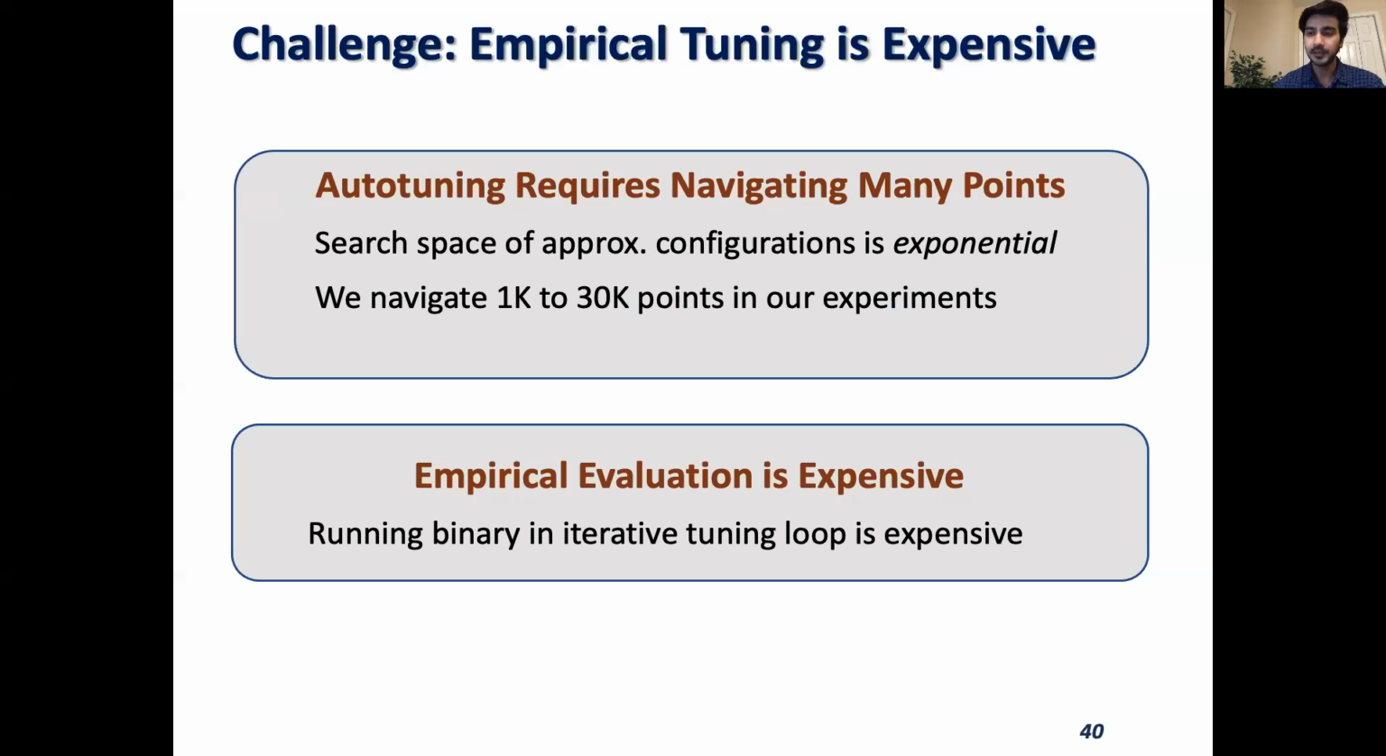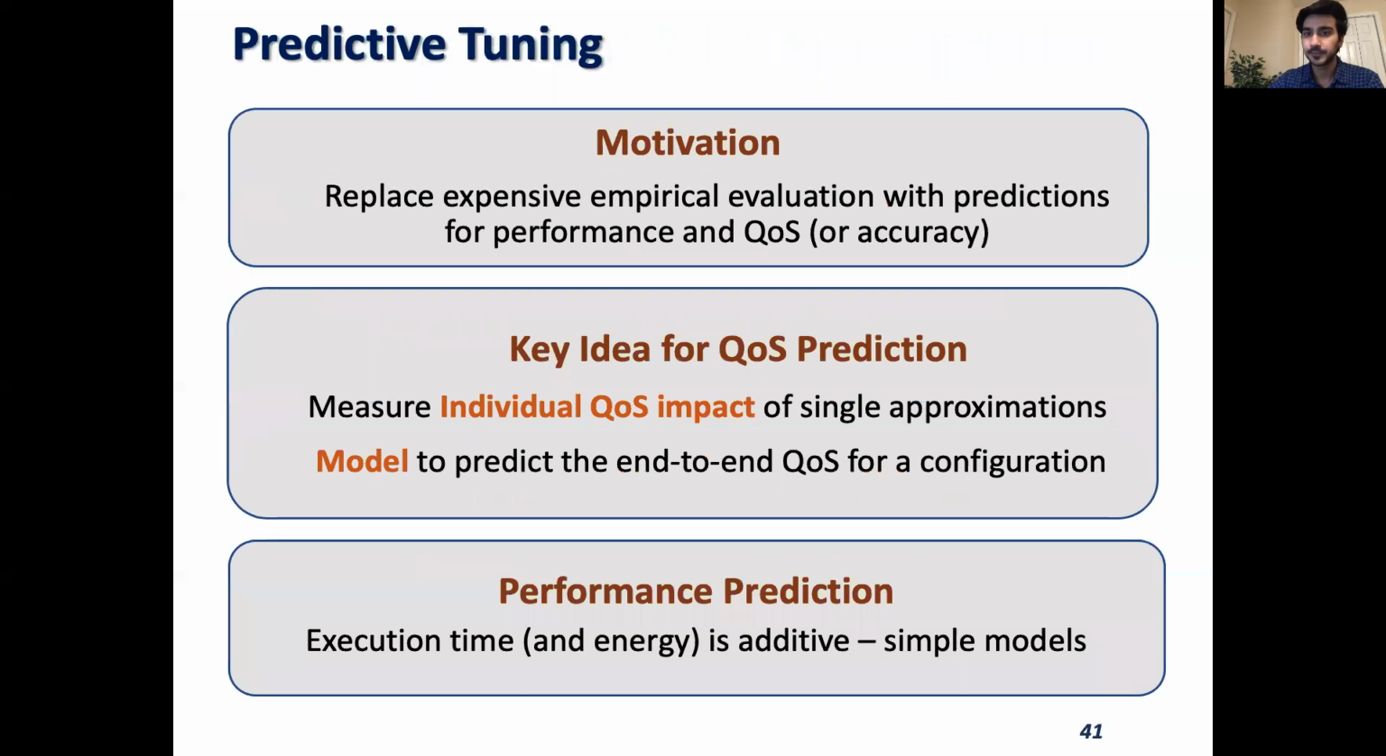The motivation for developing an efficient tuning technique is that traditional empirical tuning is expensive. This is because auto tuning usually requires navigating and evaluating several thousand configurations. For instance, in our tuning experiments, we evaluated between 1,000 to 30,000 candidate configurations across different benchmarks. Moreover, for many benchmarks, empirically evaluating each configuration can be very expensive.